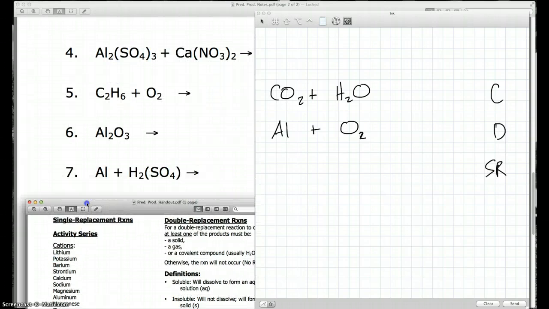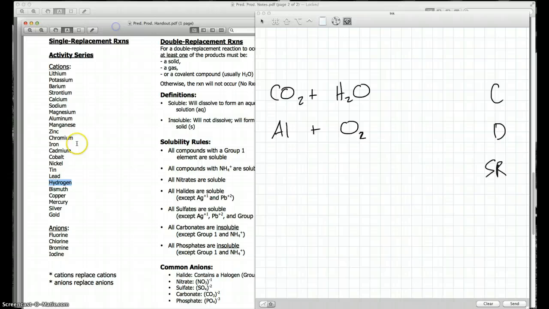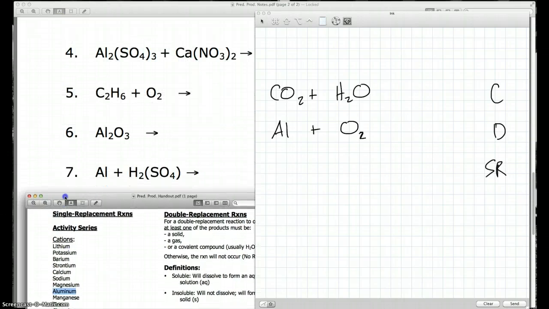So aluminum, what we have to ask ourselves is, is aluminum cool enough to kick hydrogen out? And let's look at our list. Here's hydrogen. Here is aluminum. Yes, aluminum is the cooler element. So what happens is, since aluminum is cooler, it's higher on the list, aluminum's going to come up and say, hey, hydrogen, get out of here. I'm going to dance with sulfate.